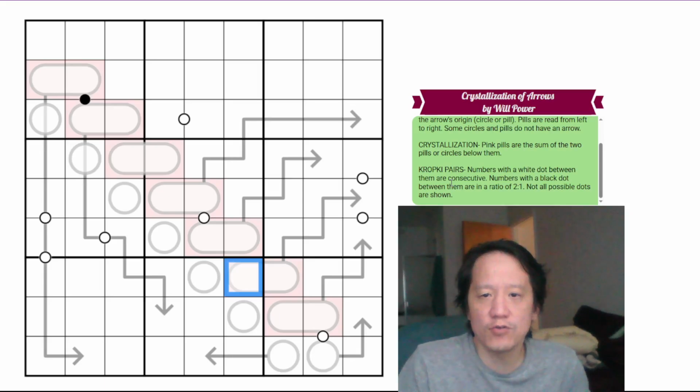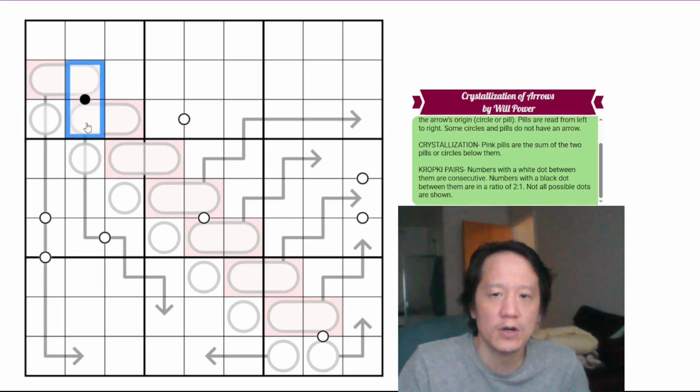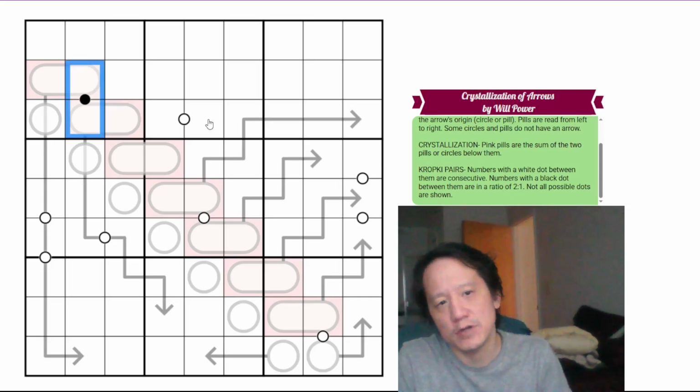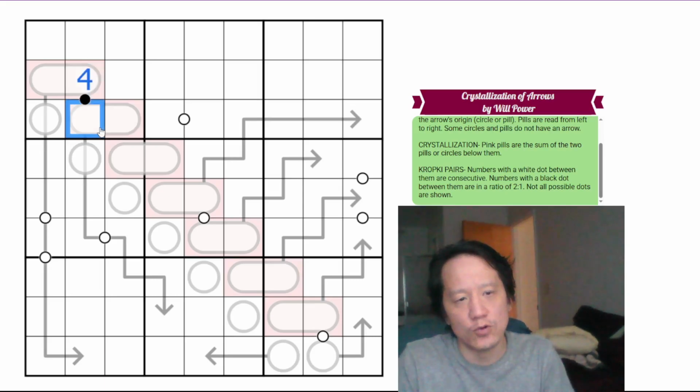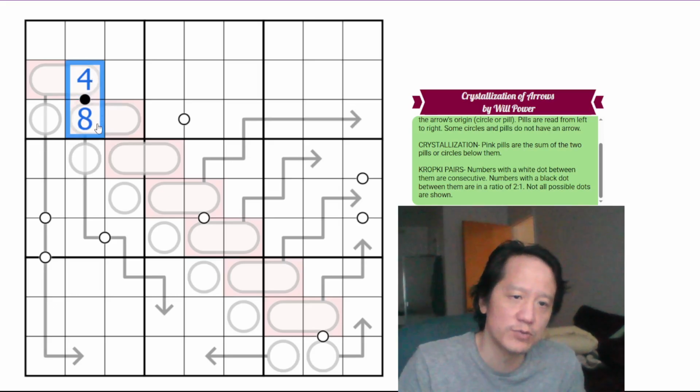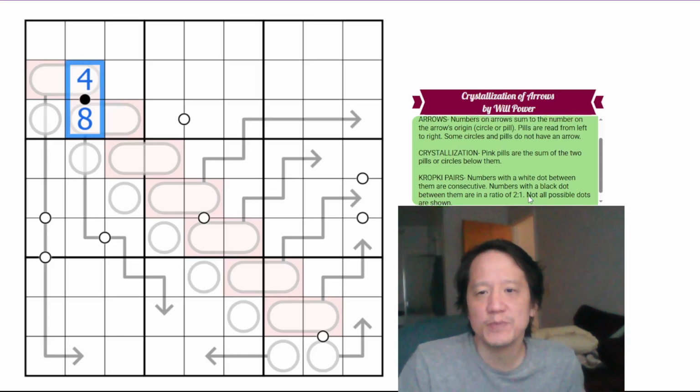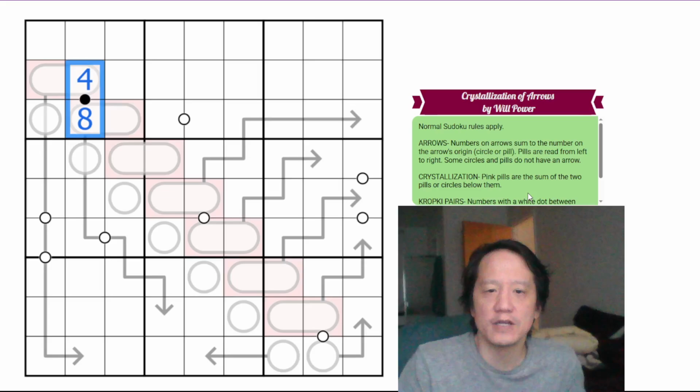We also have Kropke pairs, where numbers with a white dot between them are consecutive, and numbers with a black dot between them are in a ratio of 2 to 1, and not all possible dots are shown. As an example, if this were 6, this would have to be 5 or 7. If this were, say, a 4, this would have to be a 2 or an 8 to maintain the 1 and 2 ratio between them. And those are all the rules. If you'd like to play along, there's going to be a link in the description. And now, I'm going to get started.